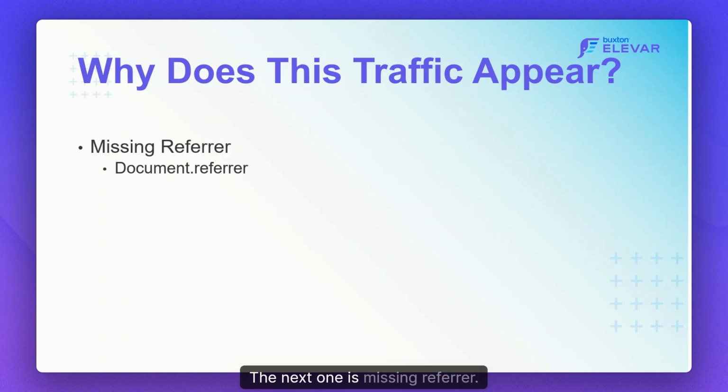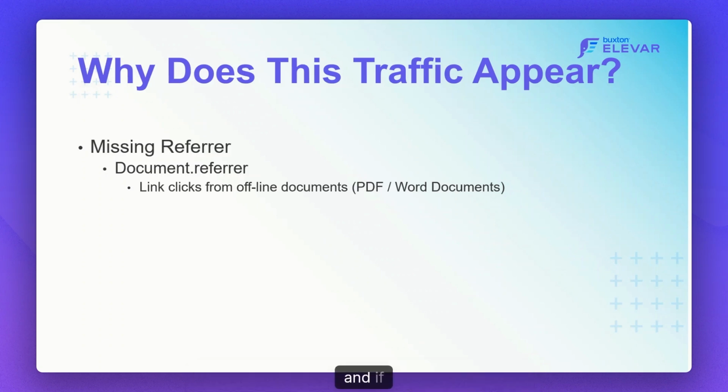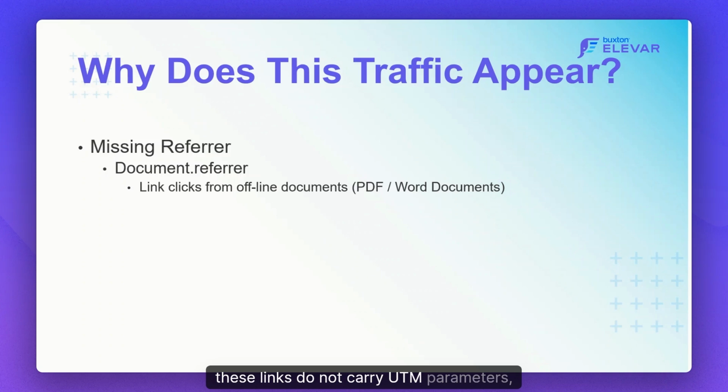The next one is missing referrer. GA4 relies on document.referrer to detect where a user came from. If a visitor clicks a link inside a PDF or Word doc, and if these links do not carry UTM parameters, GA4 will record direct none as the traffic source.